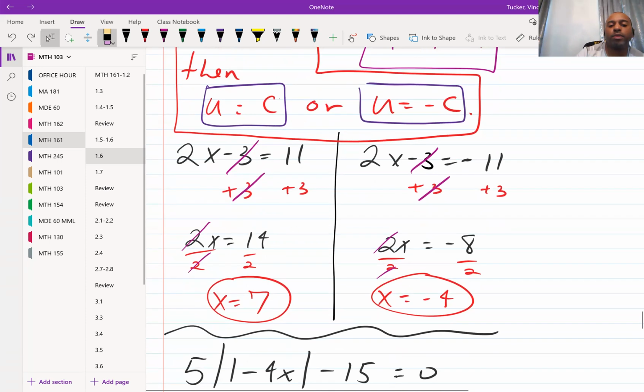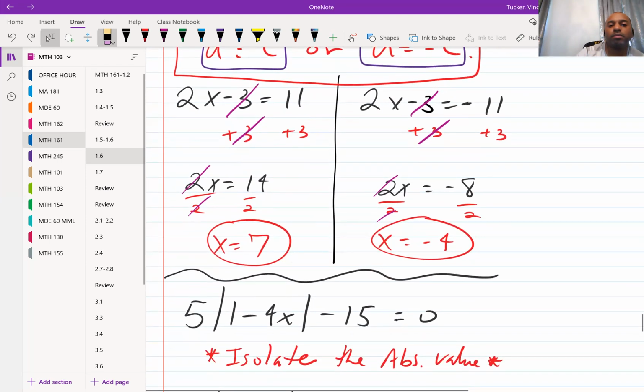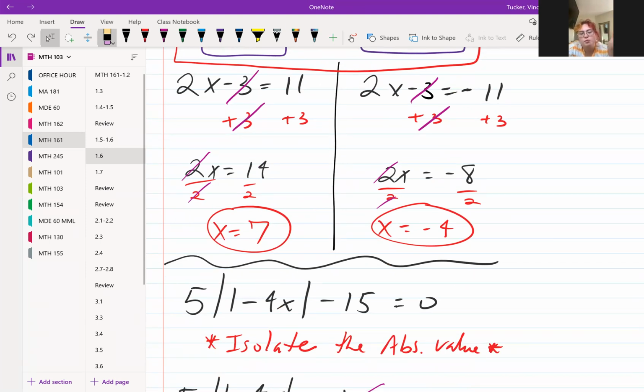Any problems before we do another one? Whenever we're doing these problems, once we get the absolute value alone, we're always going to have to set one answer to positive and one answer to negative. And she said something very key there.